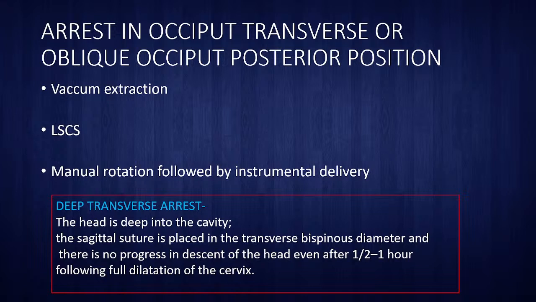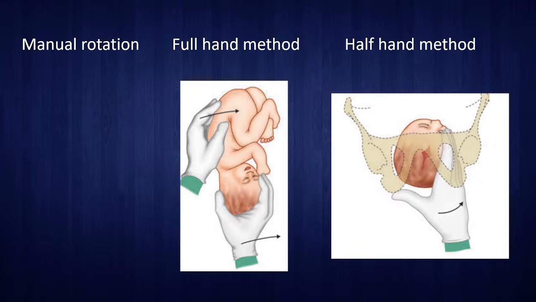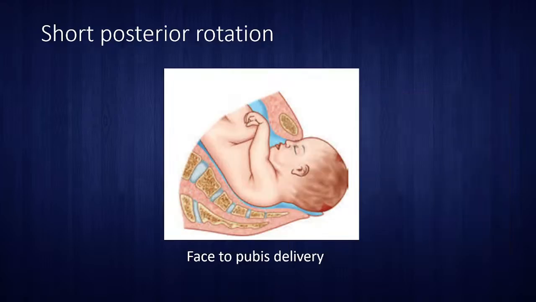If it is in the transverse position and arrested, that is called deep transverse arrest. In that case, either you do manual rotation and forceps delivery, or you go to cesarean section. How to do manual rotation? If it is a small baby, you can put your finger inside and rotate the head. If the head is a little bigger, you can do the half hand method of rotation. Then if short posterior rotation has occurred, as I told in the flow chart, face to pubis delivery will occur.